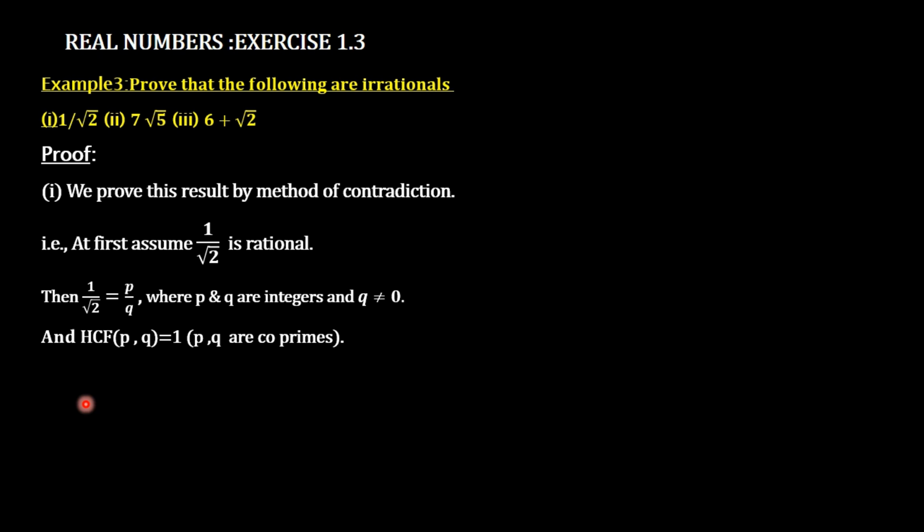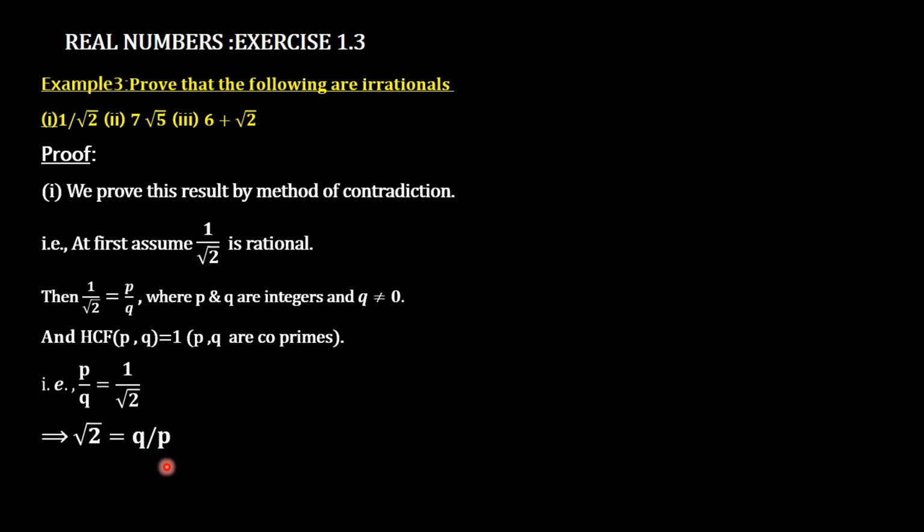We take 1 by root 2 equals P by Q, then take the reciprocal of this. What is the reciprocal of 1 by root 2? Root 2. The reciprocal of P by Q is Q by P. So root 2 equals Q by P.